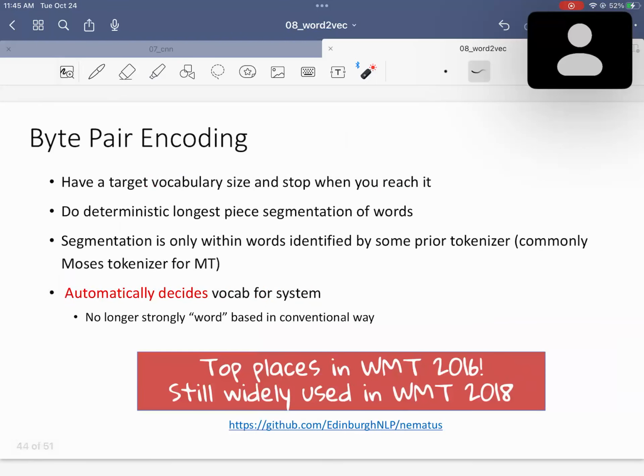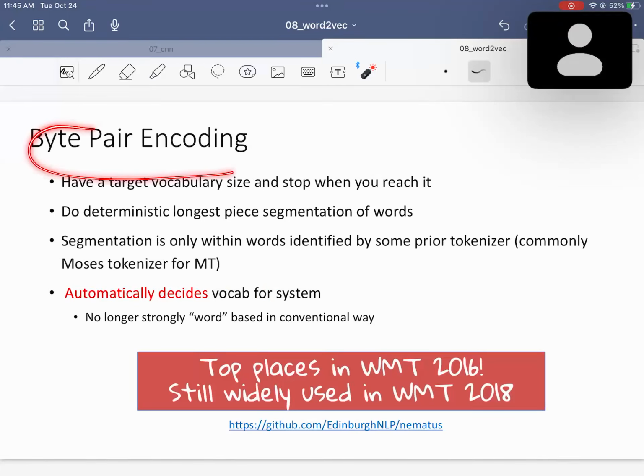So the good thing is it automatically decides the vocab for a system. Let's say that you want to provide a machine translation service between English and Korean. Then you need to have a vocab for English and Korean.